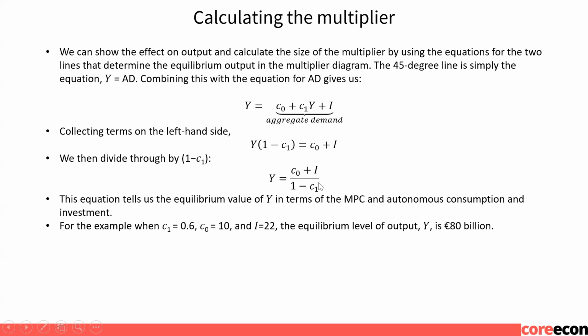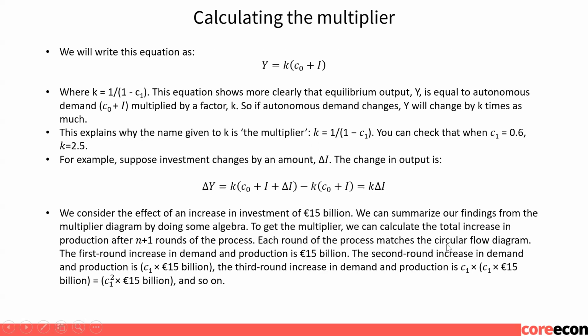So we are able to find the equilibrium level of income, and it is a function of the autonomous demand multiplied by a function of the marginal propensity to consume. So if I were to give you the C1, we found it to be 0.6. And if I were to tell you the initial autonomous consumption demand is 10 and investment is 22, then you would be able to find that the equilibrium level of income in this nation is going to be 80 billion euros. Now let's rewrite this equation in a particular way.